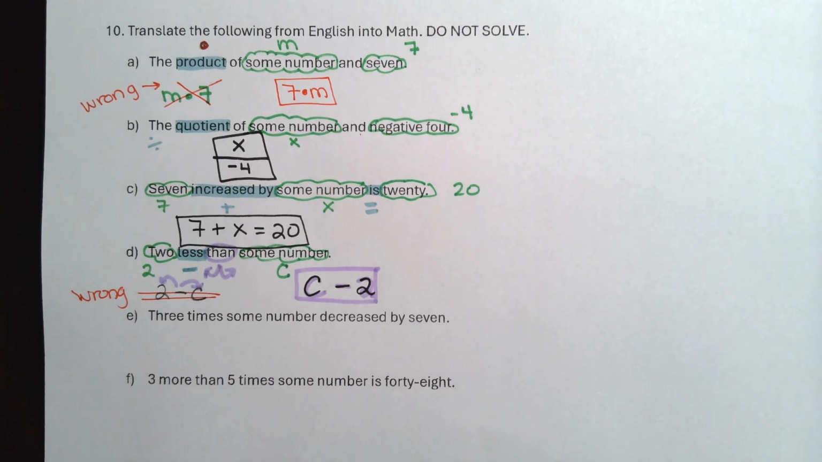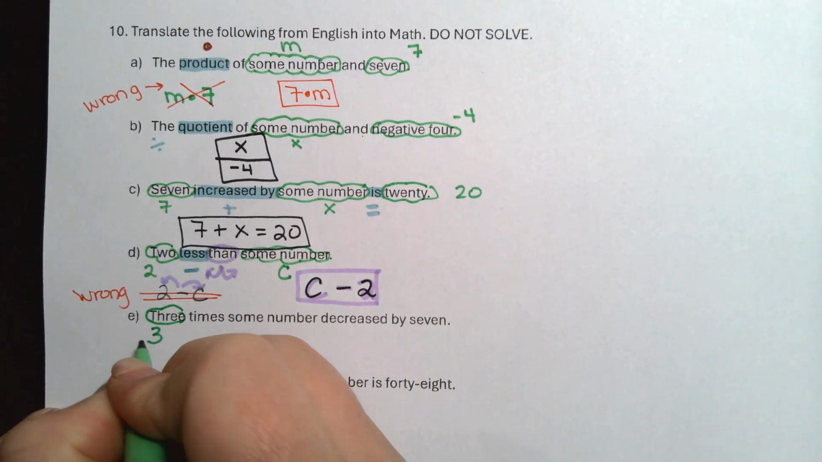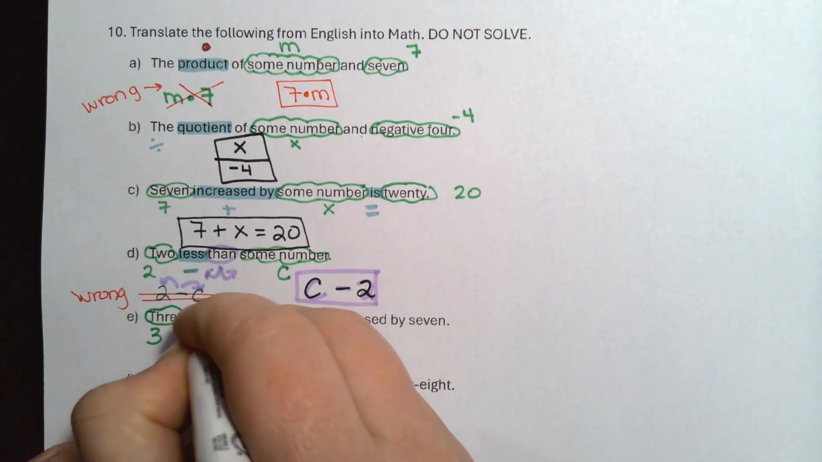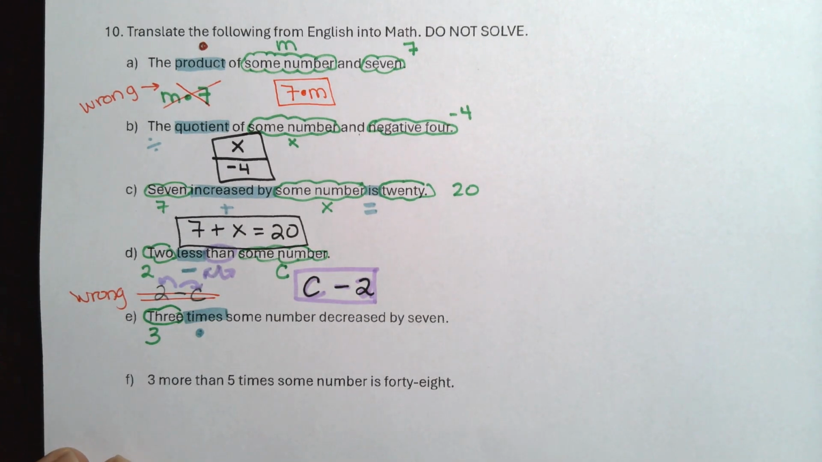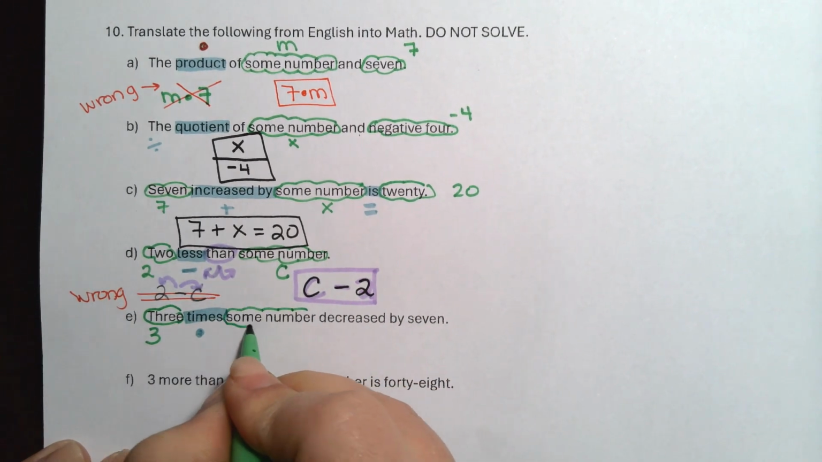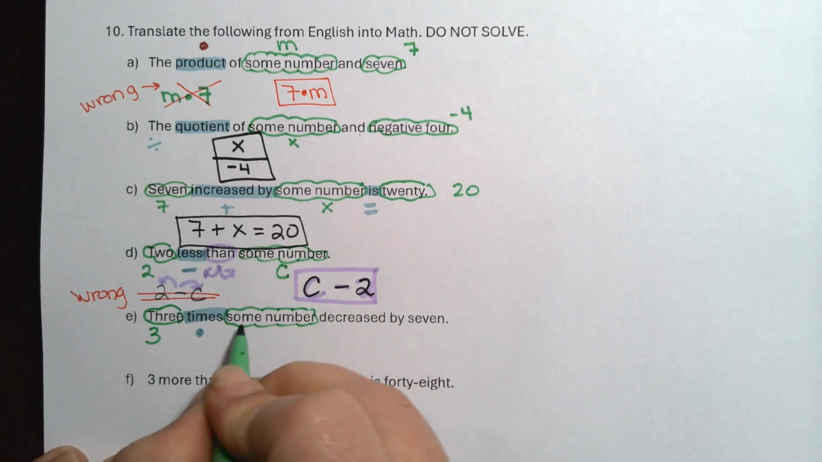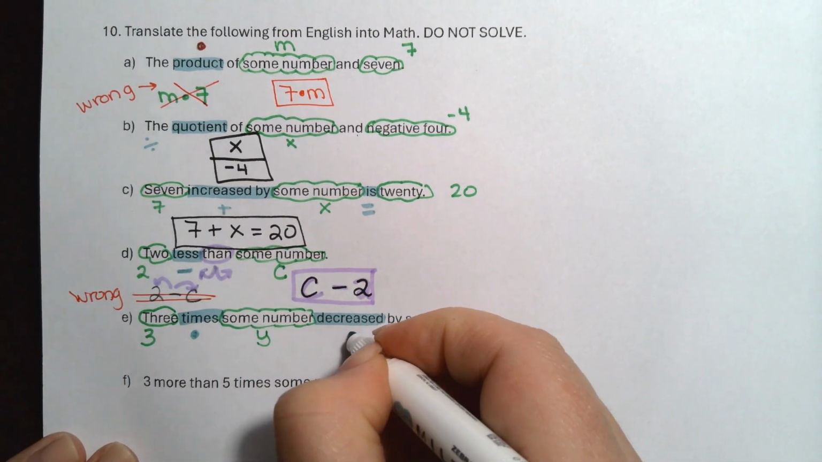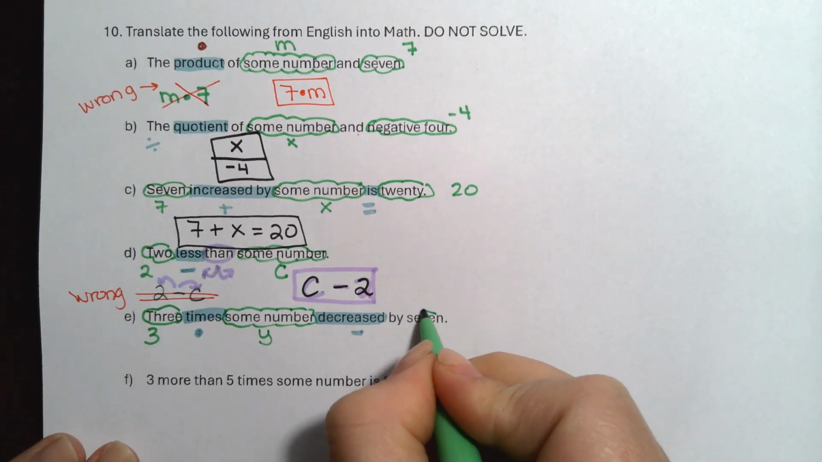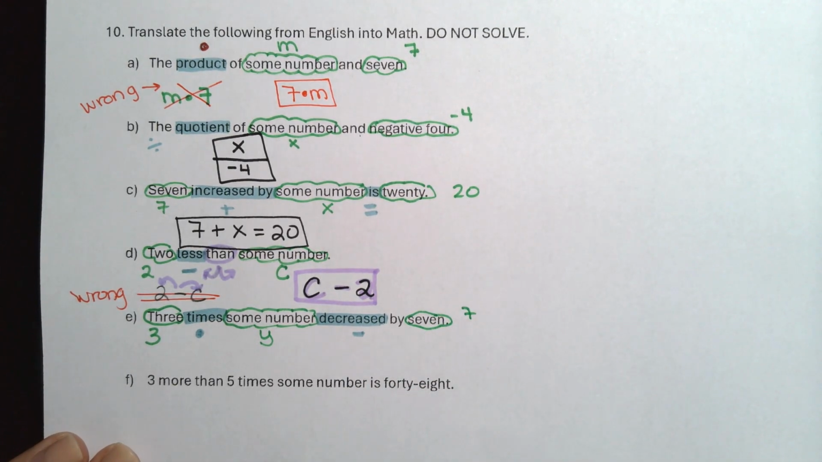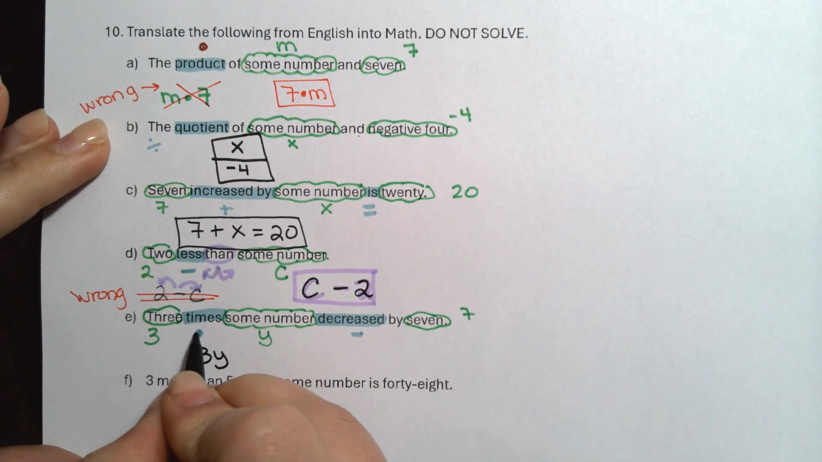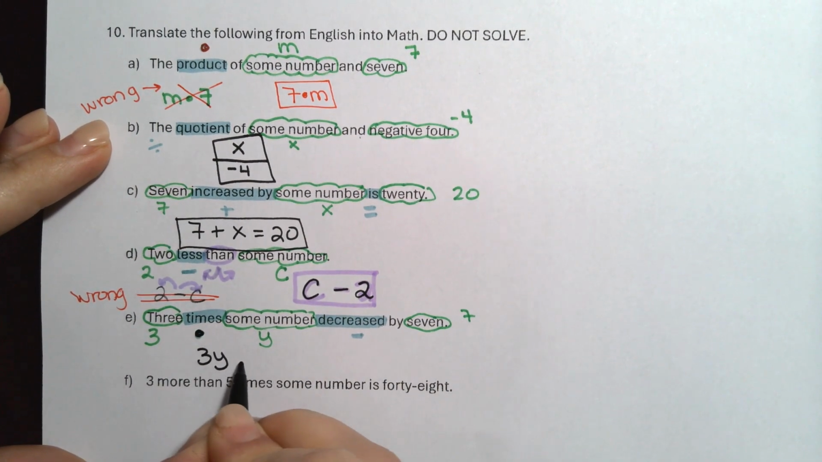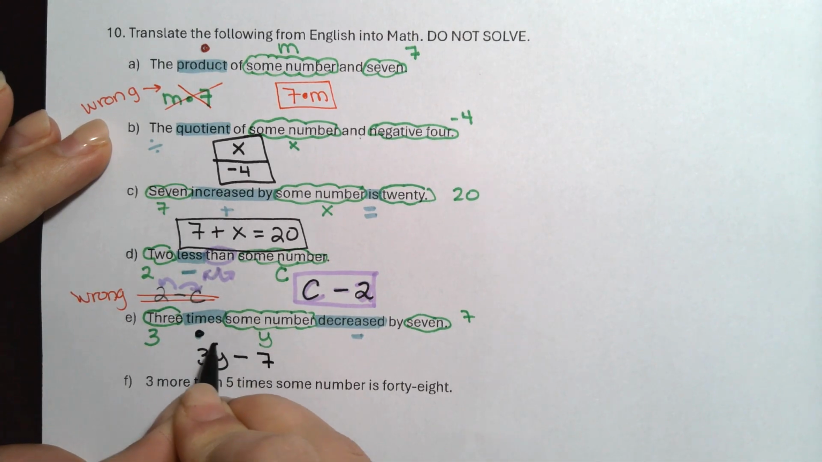Okay, moving on. 3 is a number. Times is multiply. Some number is, let's use Y. Decreased, minus, by 7 is a number. So for this one, we have 3 times some number. Remember, with multiplication, we want number, then letter, decreased by 7.